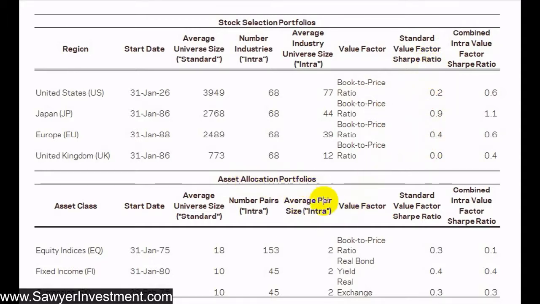They do the same thing in the other asset classes, only since there's technically not a book value per se for fixed income or currencies, they have to use a different valuation measure. For fixed income, it was the real bond yield. And for currencies, it was the real exchange rate, or purchasing power parity.